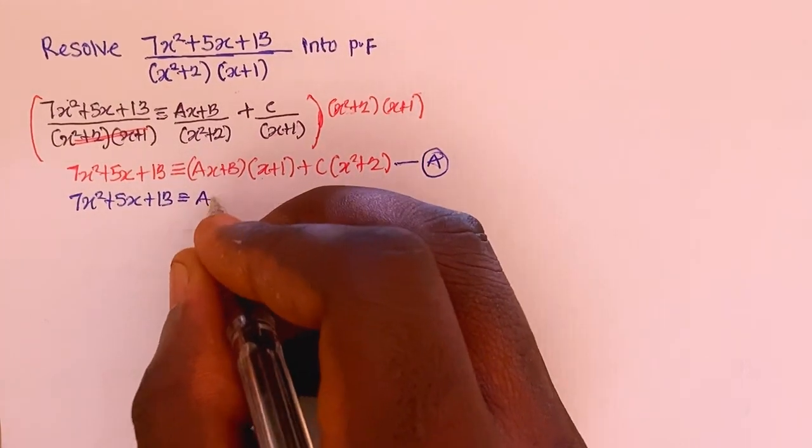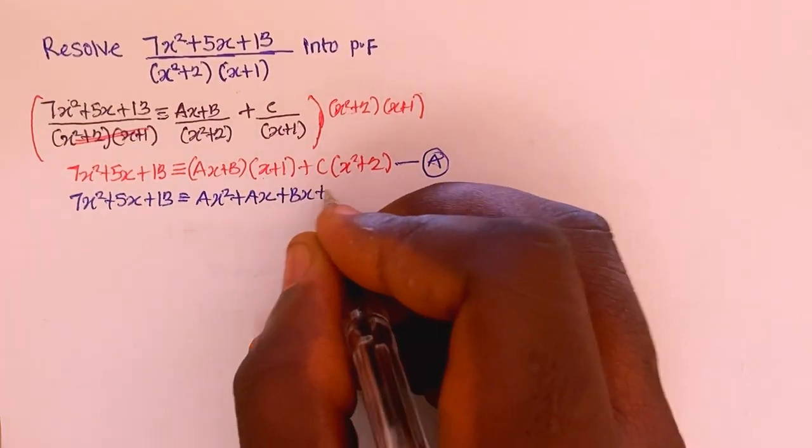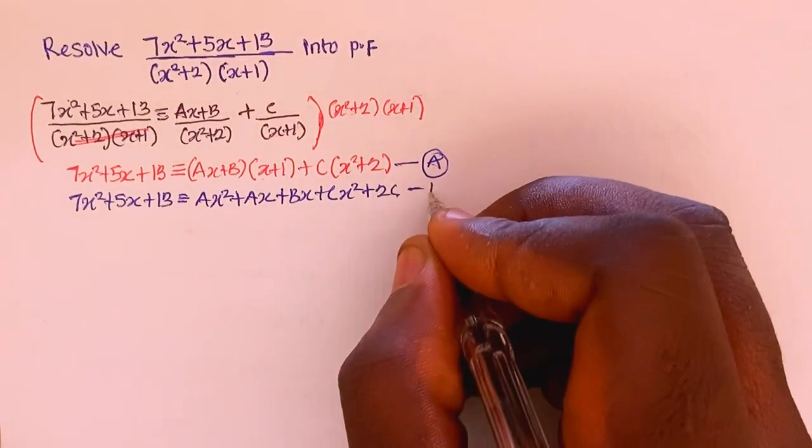This will give me ax squared plus ax, then plus bx, then plus cx squared plus 2c. If you open the brackets, you are going to have expression B to be this.